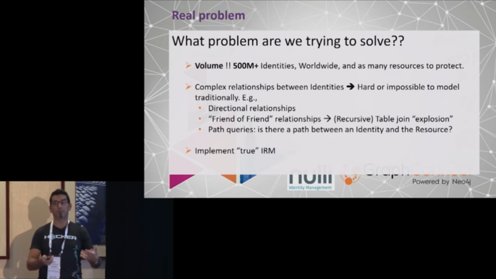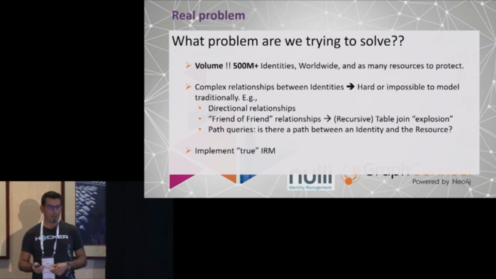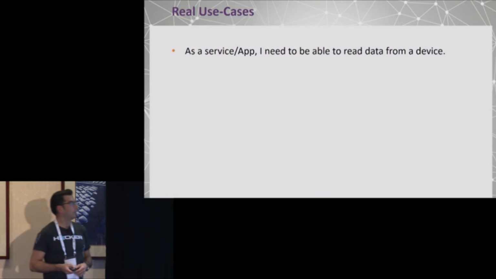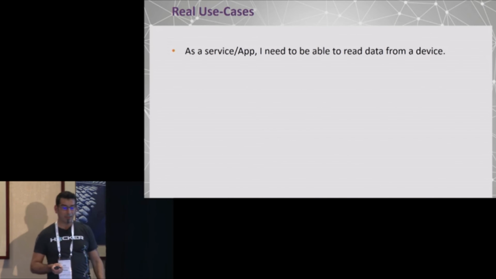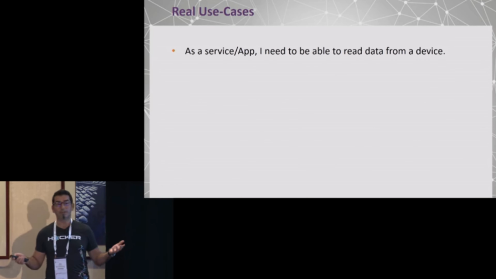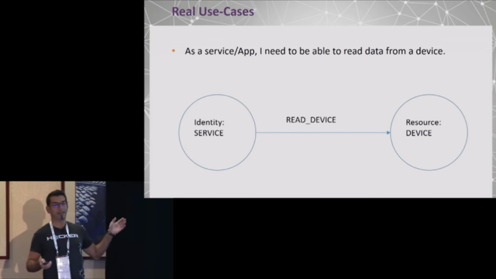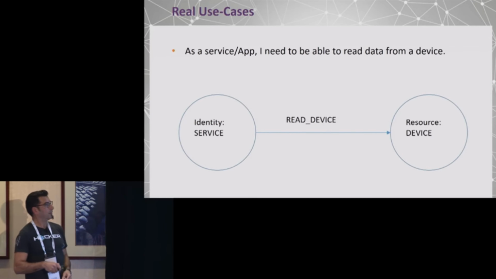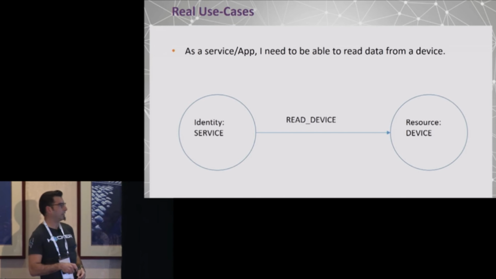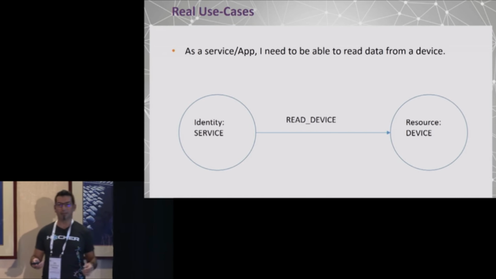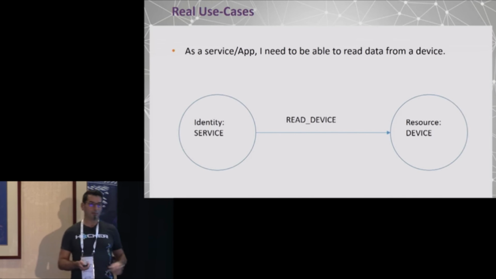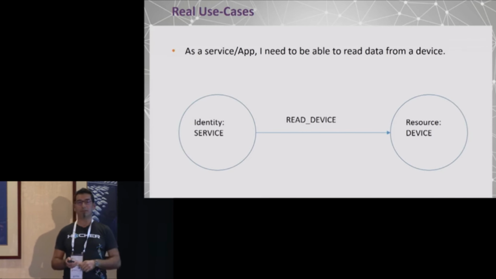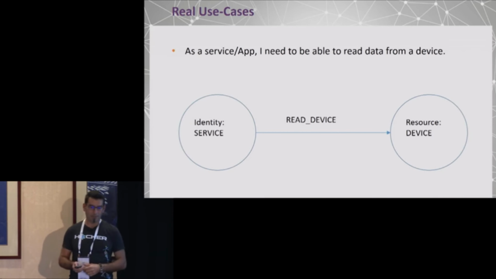And of course, graphs were a perfect fit for that. And here are some of the use cases we implemented using graph. For example, here, as a service or app, I need to be able to read data from a device. Pretty simple. So I have an identity. I can read the device, and the device is paired with, or is registered with. Anyway, you get the idea. If you have this relationship, then the service can read the device. To revoke that access, I can just remove that relationship. And it all happens in real time and easy.